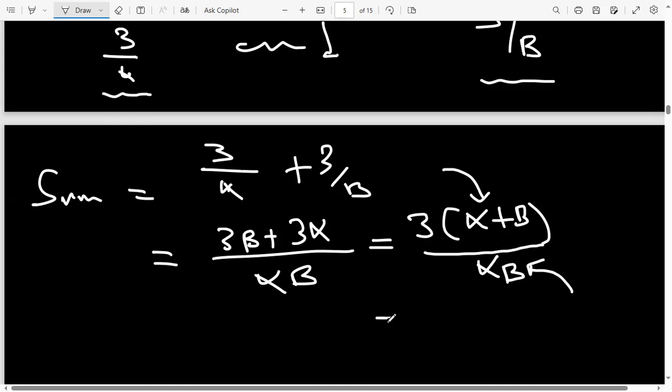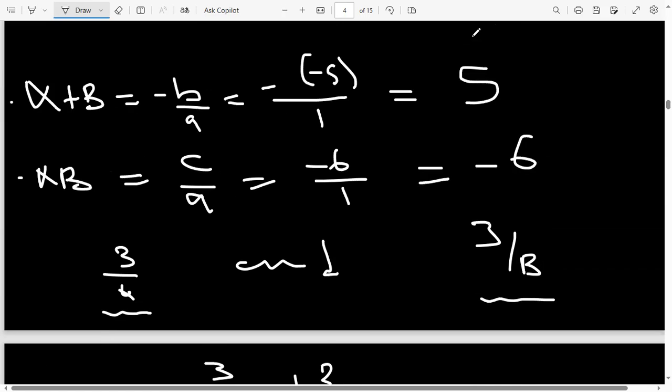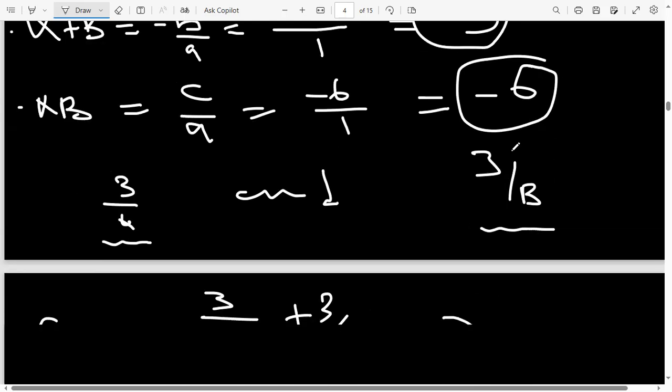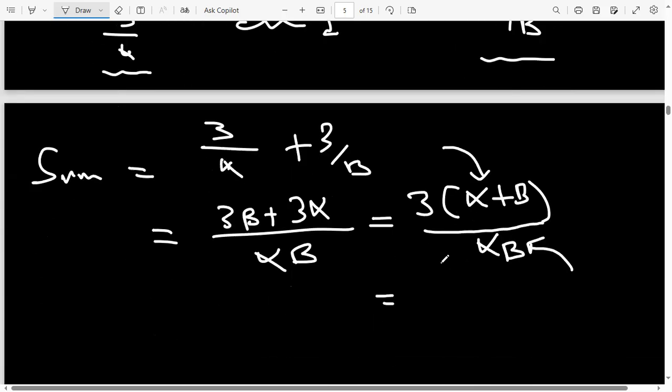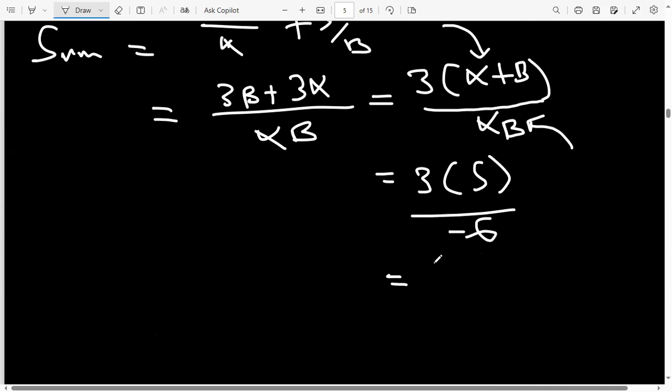Okay, so you can see that the sum here will just be what? What is alpha plus beta? 5. And then what is alpha multiplied by beta? Minus 6. So let's put there. So it will be 5 here, and then divided by what? Minus 6. So what do you think we are going to get here? We're going to get 15 over what? Minus 6. So this here is the sum of the roots.